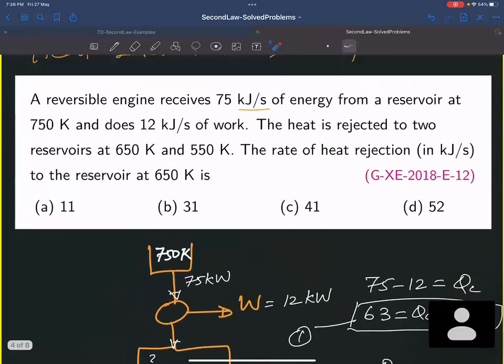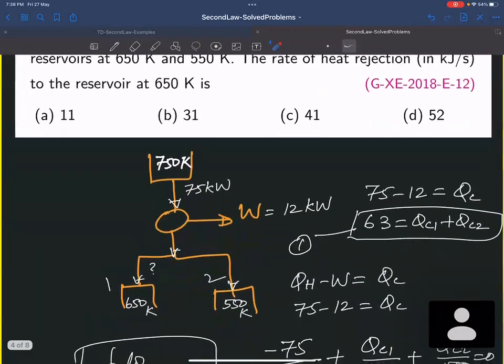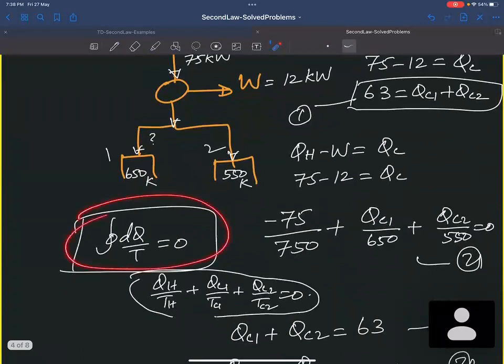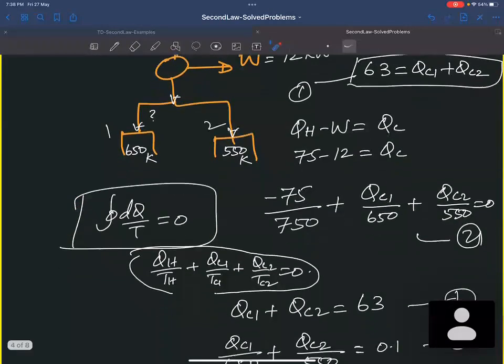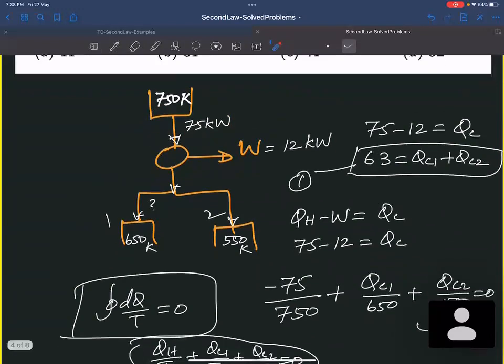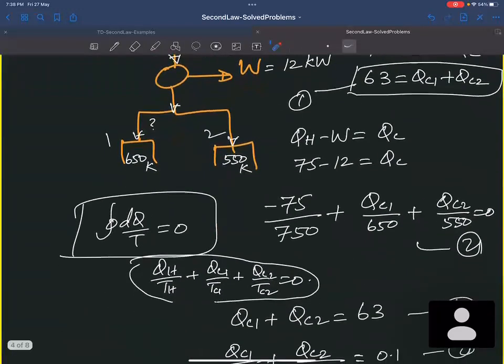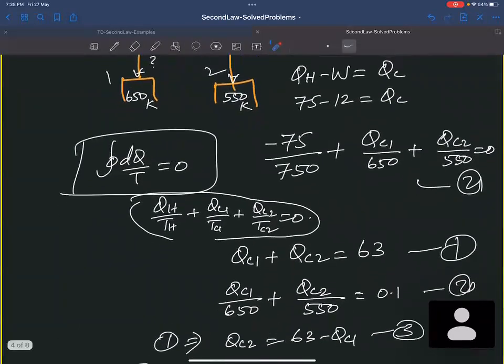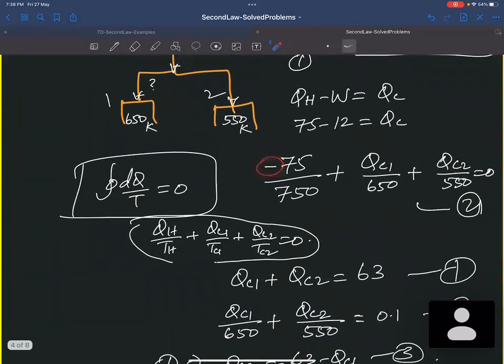To get the additional equation, we are using the terminology called reversible engine. Reversible means the cyclic integral of dQ by T is equal to 0. But in this usage, we need to check the sign conventions. The source at QH is losing heat, so in terms of sign convention QH has to be taken as negative. The other bodies are taking heat, so QC will be positive quantities.